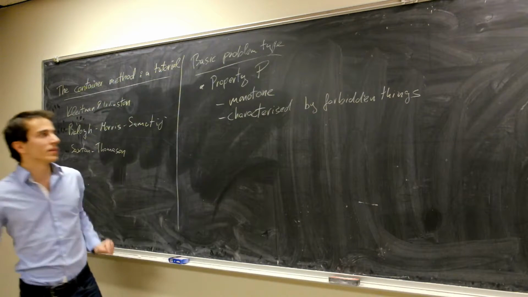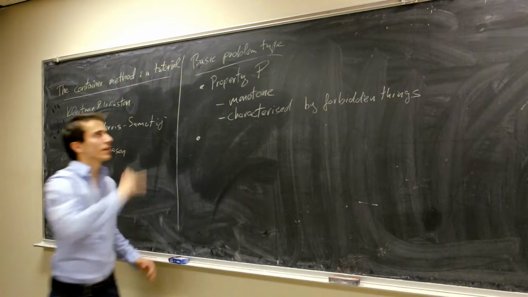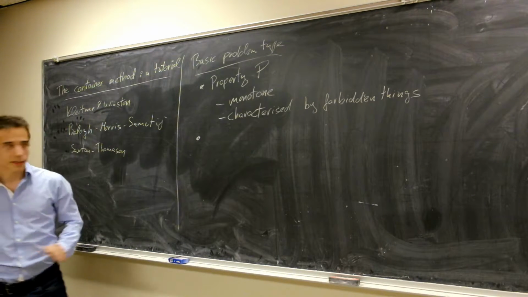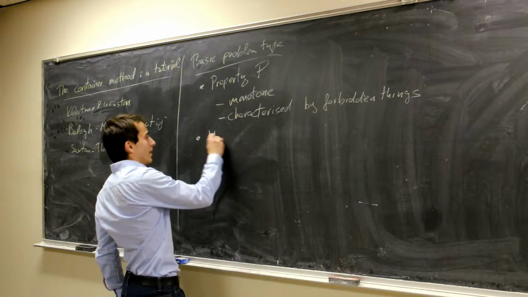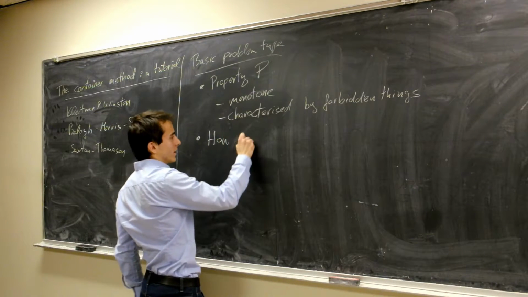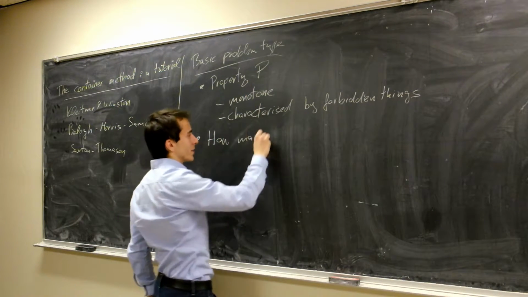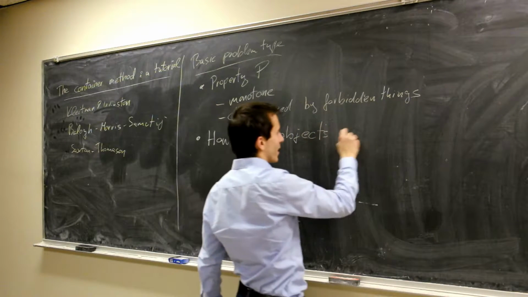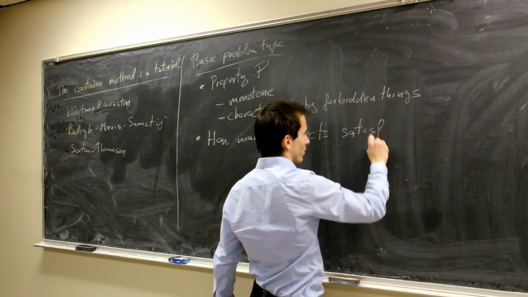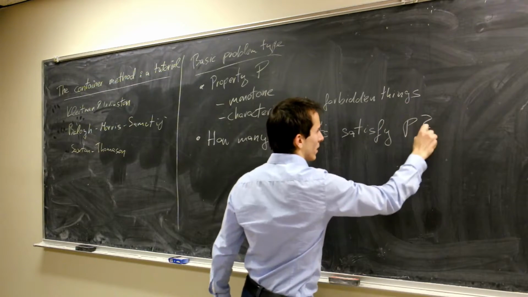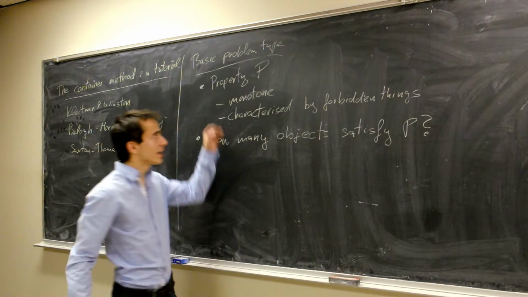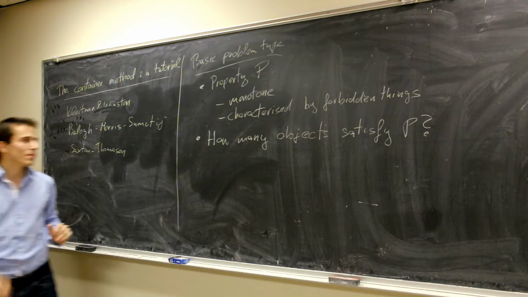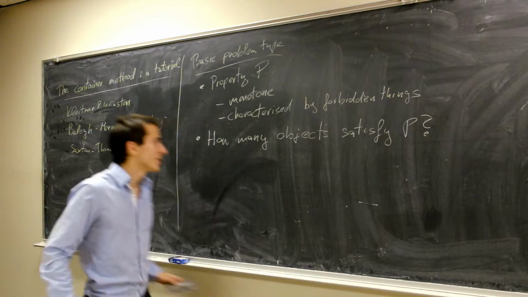So once you have this property, the most basic question that you can attempt to answer with the container method is: how many objects have your property P? How many objects satisfy P? If this is the question you want to answer and your P looks like this, then the container method was made for you. Okay, so let's see some examples.